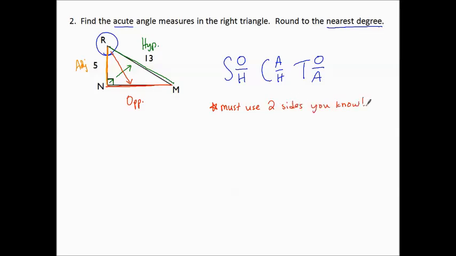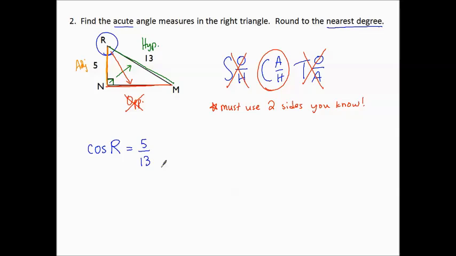Must use 2 sides you know. So which ones do we know? 5 and 13, adjacent and hypotenuse. Not opposite. We don't know opposite. So anything with an O, get rid of it. Which one do we have to use? That's right, cosine. So now let's set it up with cosine. Cosine, the angle is R, so cosine of R equals A over H, adjacent over hypotenuse. Adjacent says 5, hypotenuse says 13.